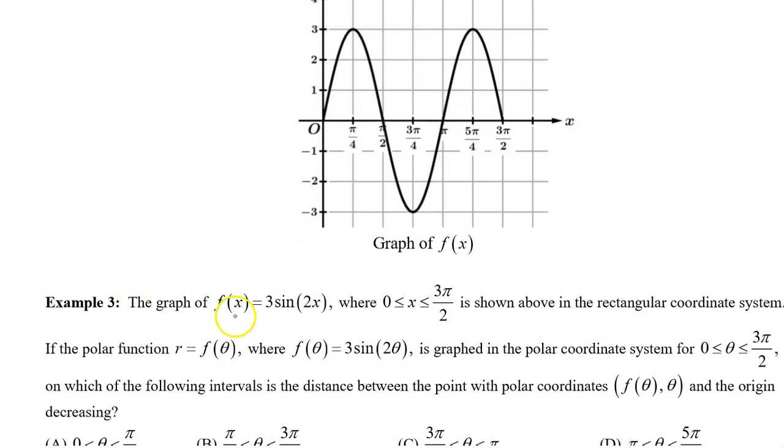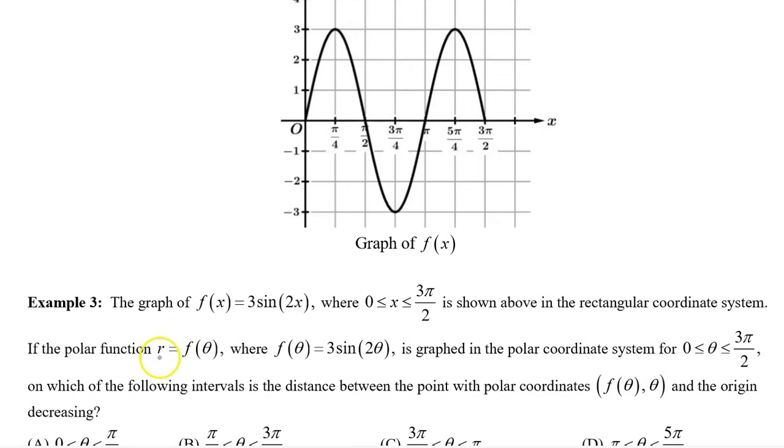Example 3. The graph of f of x equals 3 sine 2x on the interval from 0 to 3 pi over 2 is shown in the rectangular coordinate system. If the polar function r equals f of theta, where f of theta is equal to 3 sine 2 theta, is graphed in the polar coordinate system on the interval from 0 to 3 pi over 2, on which of the following intervals is the distance between the point with polar coordinates f of theta comma theta and the origin decreasing?